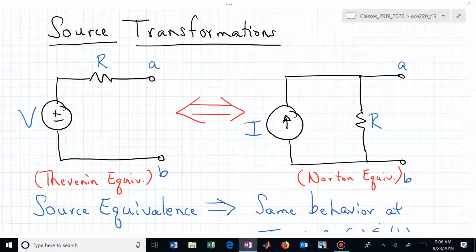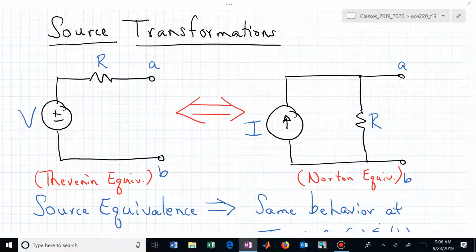We have the two terminals A and B, and we want to determine how are these circuits related to make them equivalent. How are these sources related to make them equivalent? And we will derive what this current source needs to have in terms of a value to make these two sources equivalent.